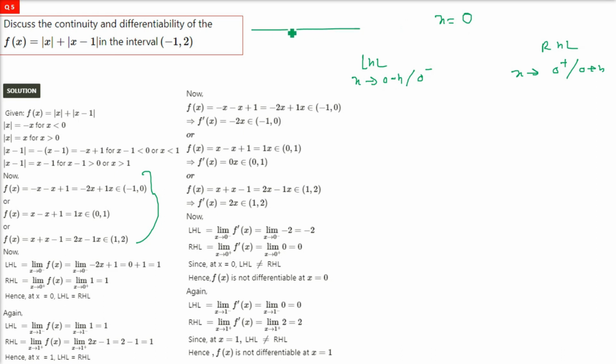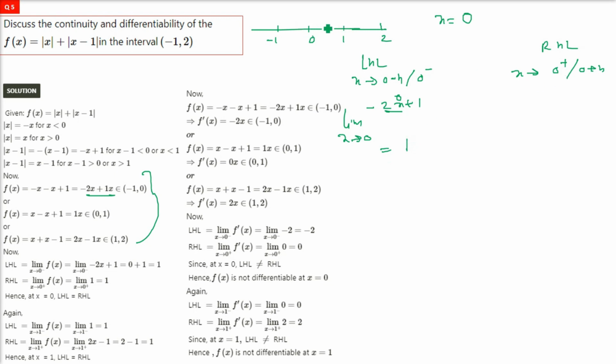I already told you that in minus 1, 0, this is 1 and 2. So when you are below 0, that is in the interval minus 1 and 0, what did we get? Minus 2x plus 1. Now apply the limit, x tends to 0. Minus 2 into 0 will be 0, so you only get 1.